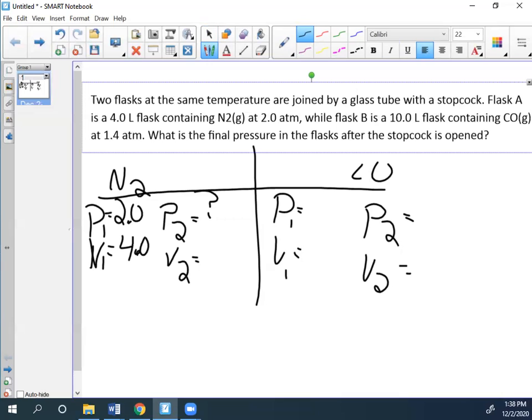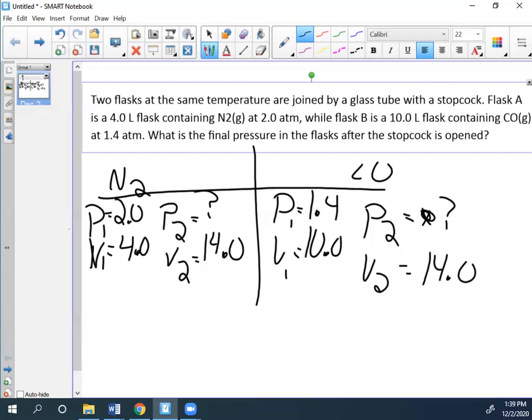Because once I open the stopcock, my volume becomes the same. Over here, I need to do my CO also, don't I? My initial pressure of CO is 1.4, correct? Yes. And the volume is 10.0. I'm looking for P2. That's my question mark. Notice my V2 does not change on each one of them, okay?